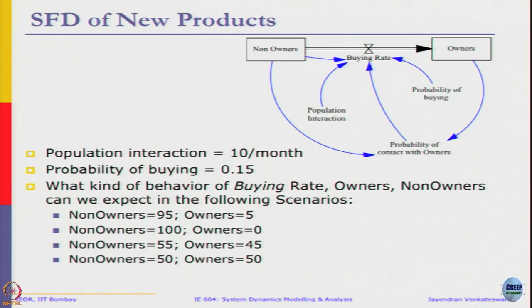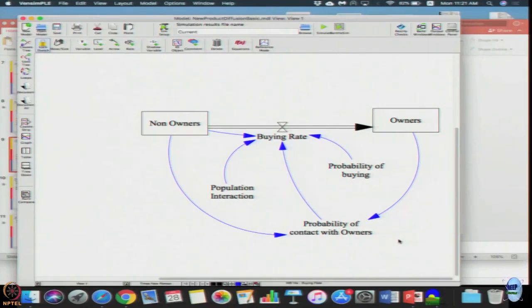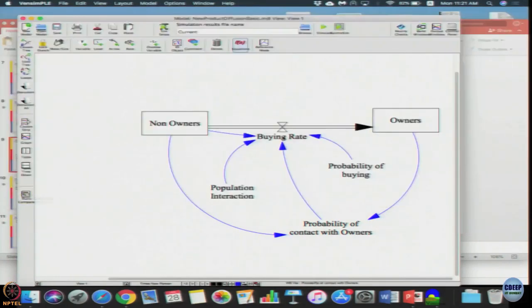Let me open my WinSim. Okay, this is what you will have. So this will be the equation for probability of contact with owners: owners divided by sum of non-owners plus owners. Use parentheses to ensure the division happens properly. Buying rate is nothing but the product of all the variables that are linking into the rate. You just multiply everything: non-owners multiplied by population interaction, multiplied by probability of contact, multiplied by probability of buying.